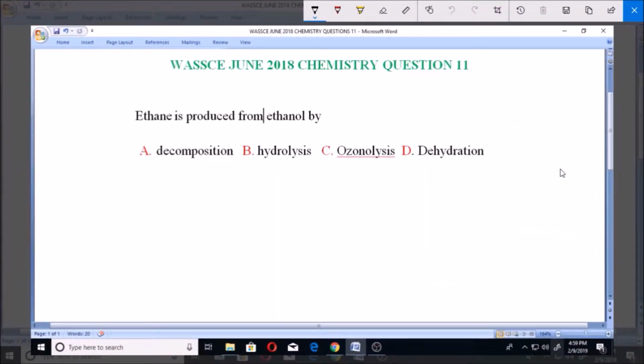Hello, welcome. Let's look at this question for Chemistry WAEC 2018. Question number 11.